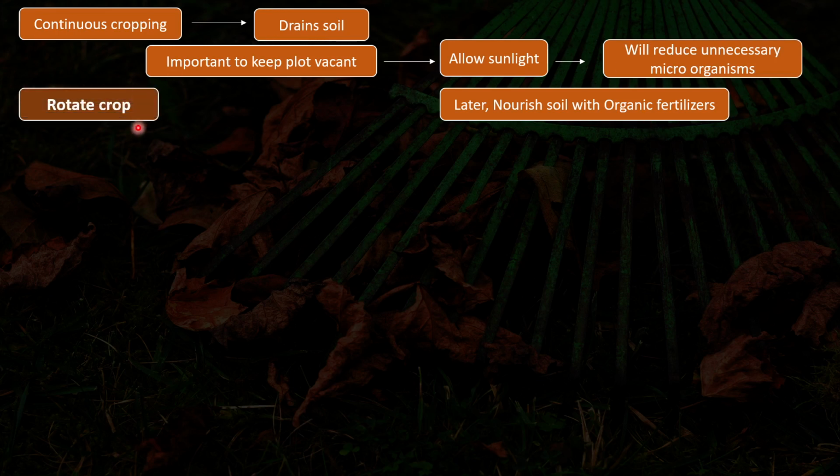Now another very important thing when you are going to do kitchen gardening is rotation of crops. It is very important that you rotate your crops. Why? Because for example, if you keep on using the same crop again and again on the same plot, let us take an example that in the first season you grew tomatoes, right? At a place where you grow tomato, it is very obvious that certain kinds of bugs or insects or diseases will come, right?